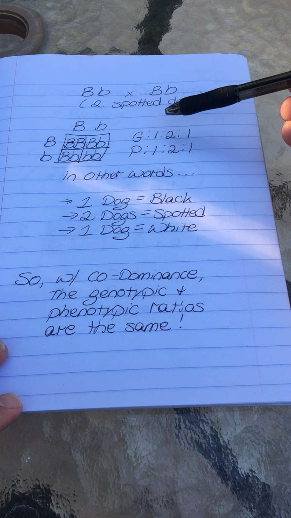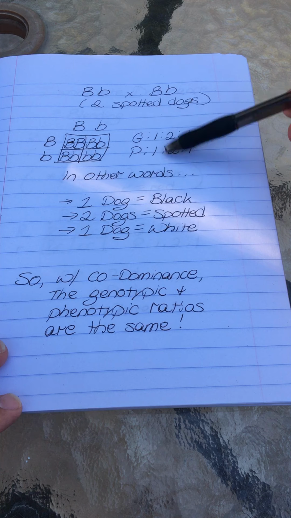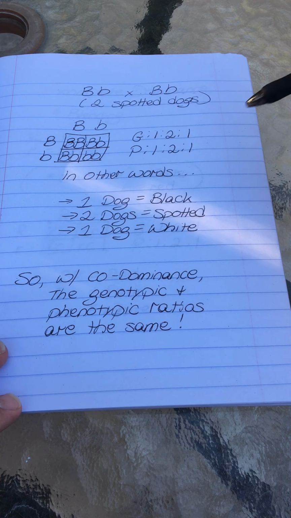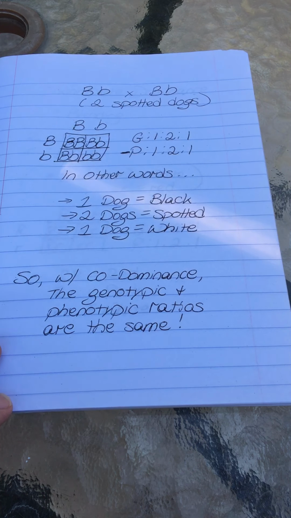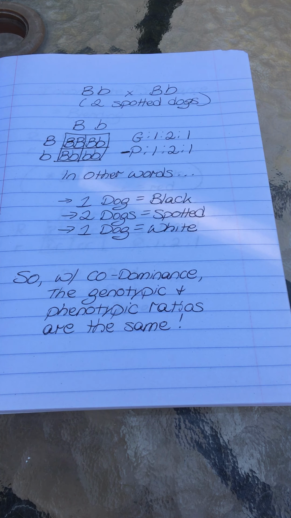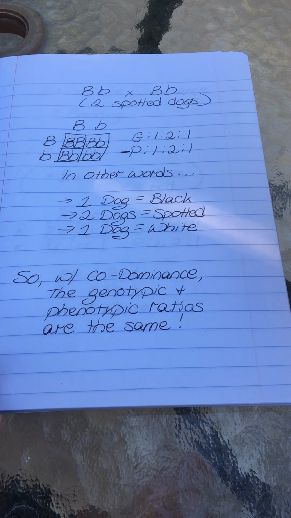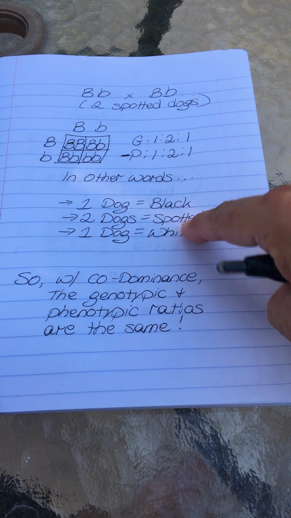All right, so let's take a look at this genotypic and phenotypic ratio. This right here, weird things are happening. The phenotypic ratio is 1 to 2 to 1. And you're like, huh? Why 1 to 2 to 1? You might be asking. Well, take a look at what I wrote here.